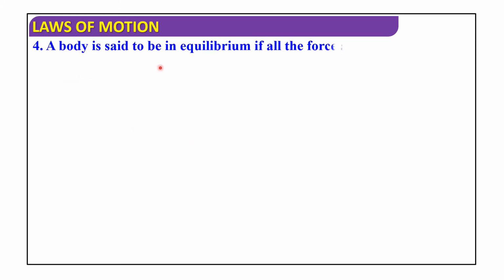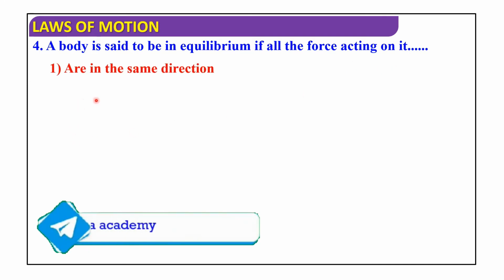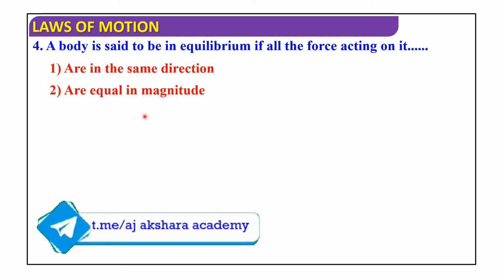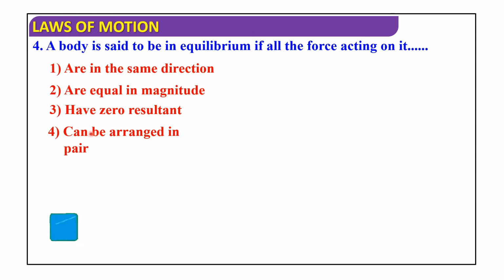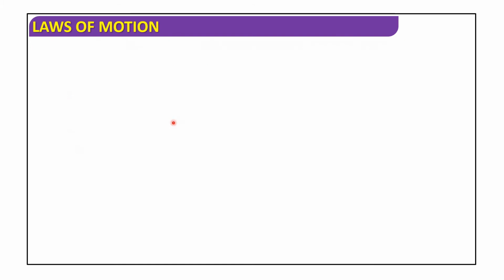A body is said to be in equilibrium if all the forces acting on it are in the same direction, are equal in magnitude, have zero resultant, can be arranged in pair. A body is said to be in equilibrium if all the forces acting on it have zero resultant. Okay, third option is correct.